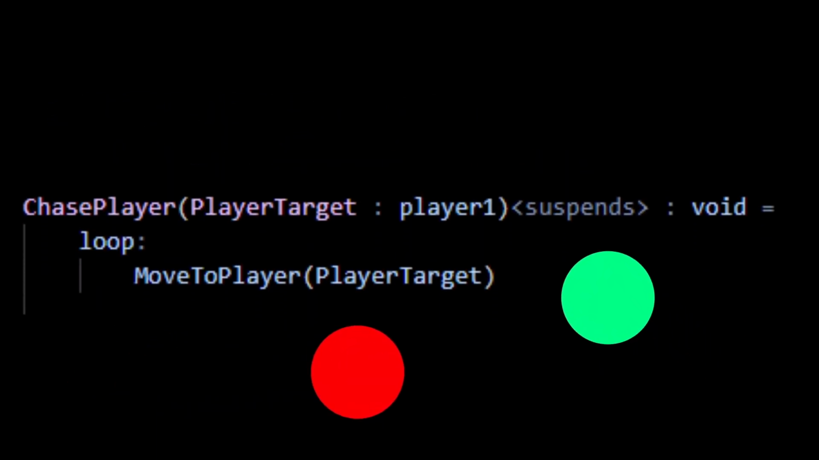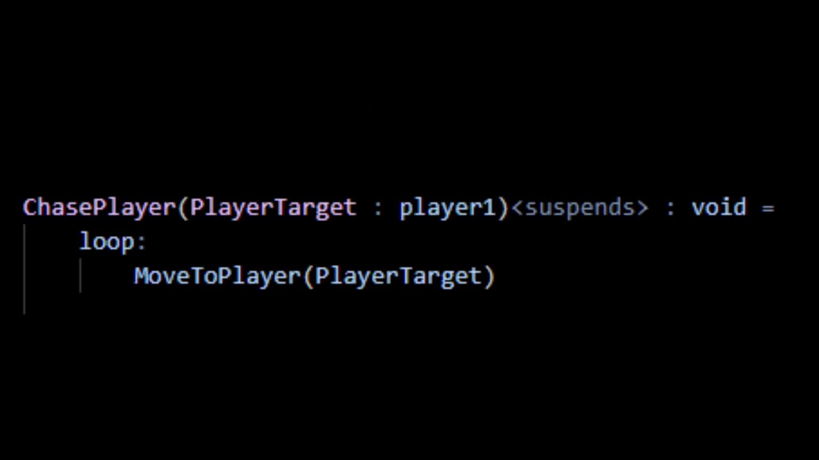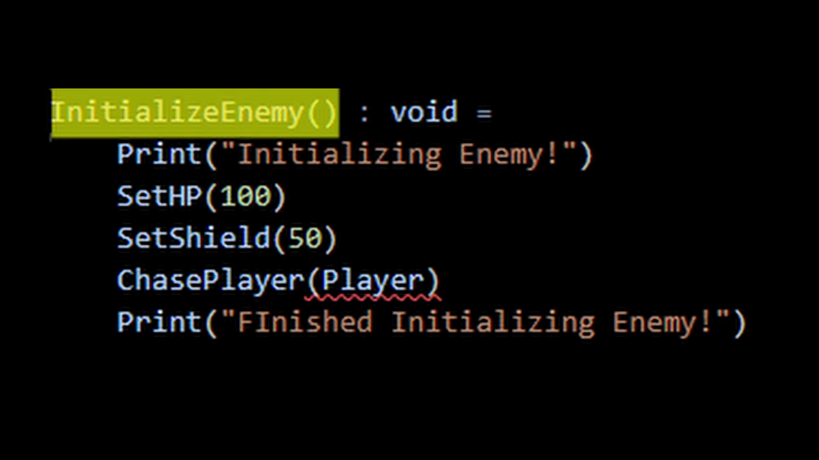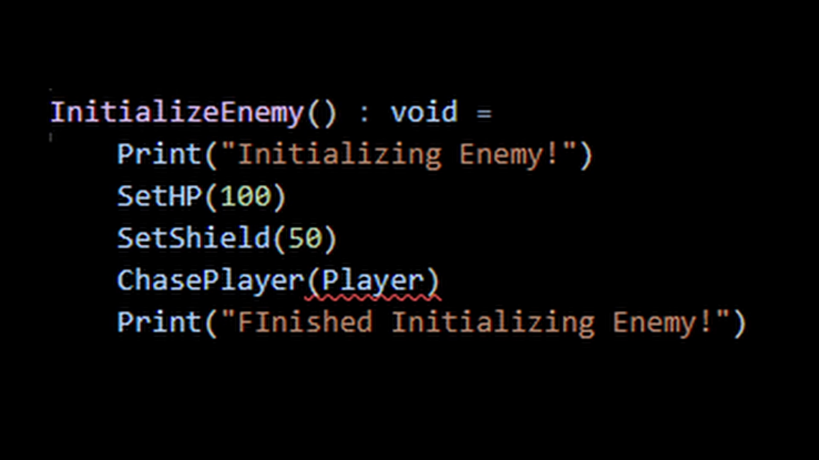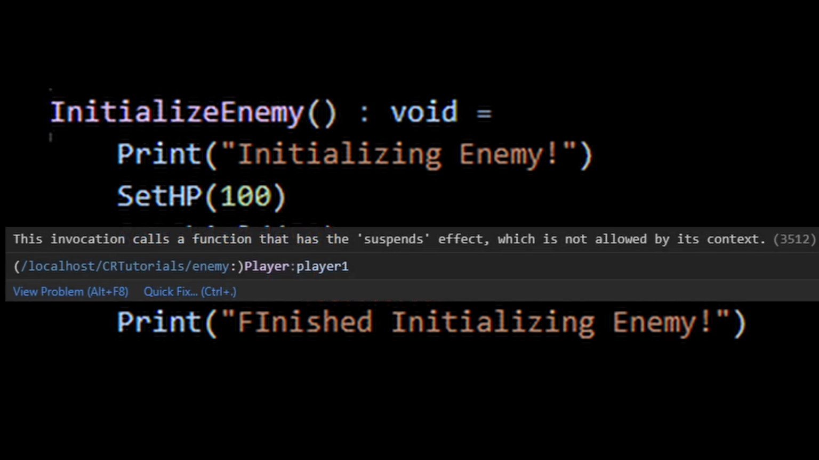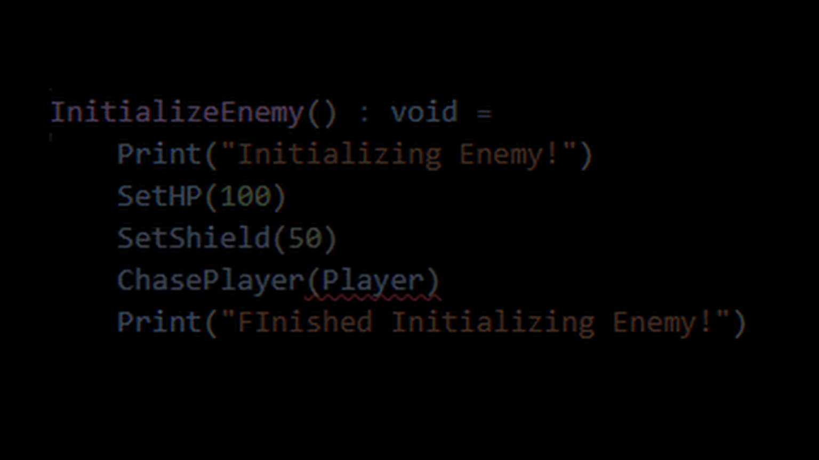Since chasing a player will obviously take some time to complete, the chasePlayer function will be an asynchronous function. However, the initializeEnemy function itself will be immediate. So naturally, this means that I'm not able to call the chasePlayer function inside the initializeEnemy function. But what if we absolutely had to or wanted to? Well, for that, we can use the spawn expression.